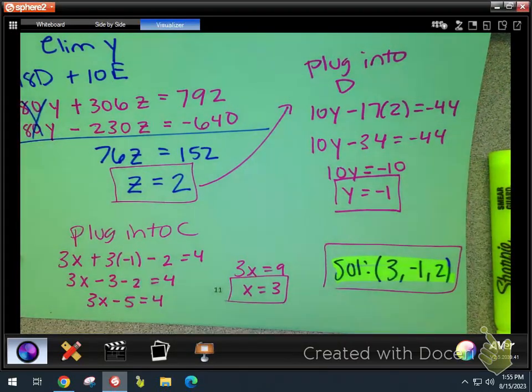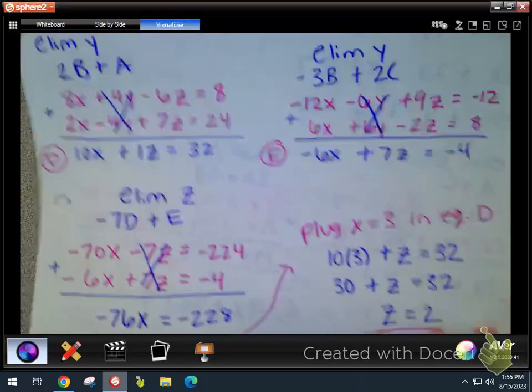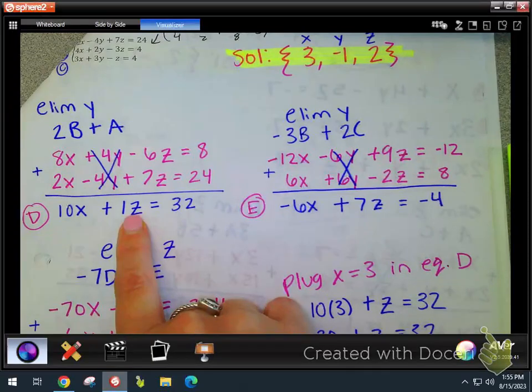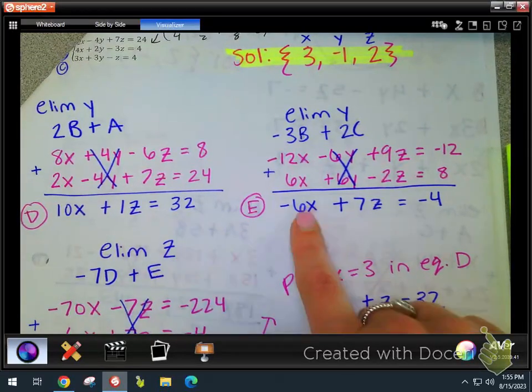Let me just show you. I eliminated variable y on this same exact problem. Okay, I started with that. I want to show you how much easier it was to work here. Here were my equations, D and E. 10x, 1z, 32.